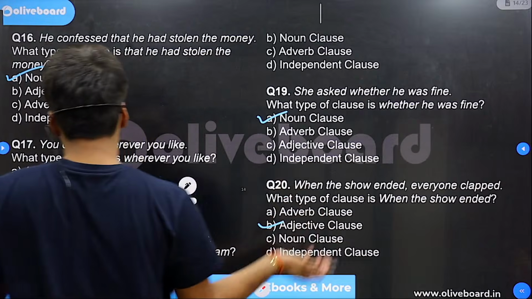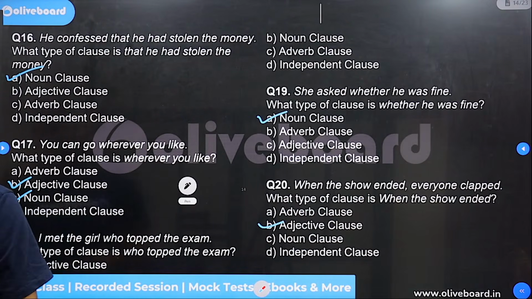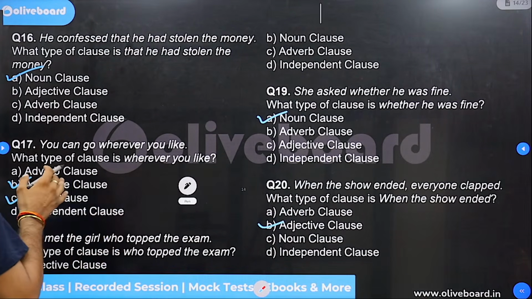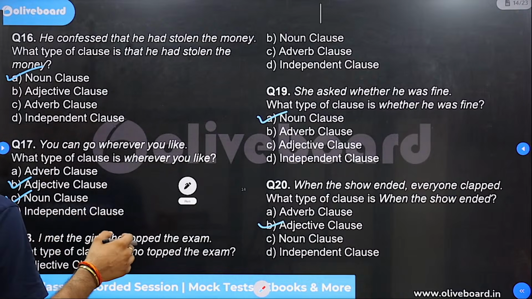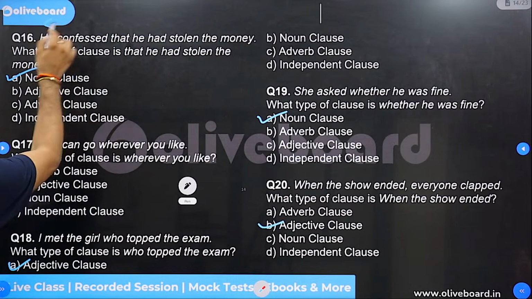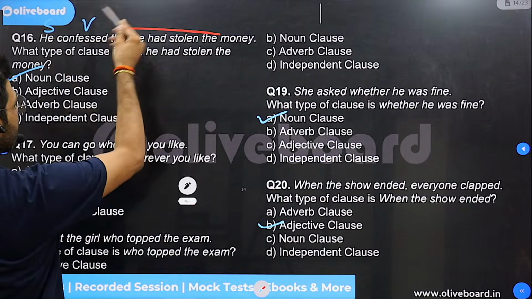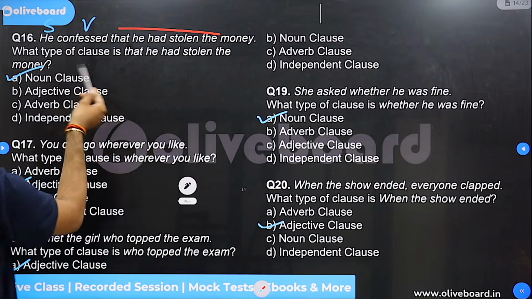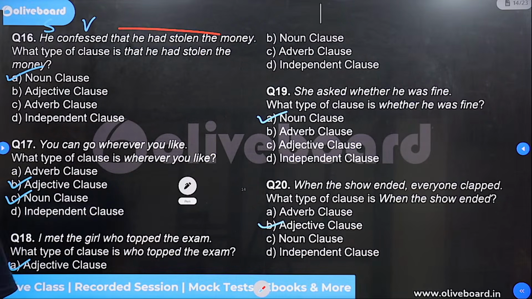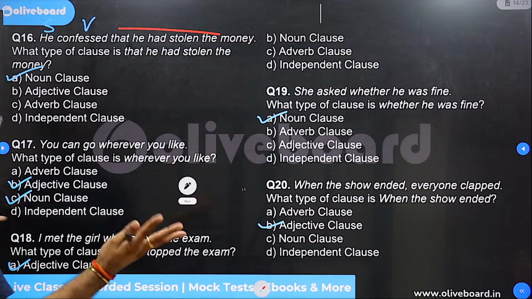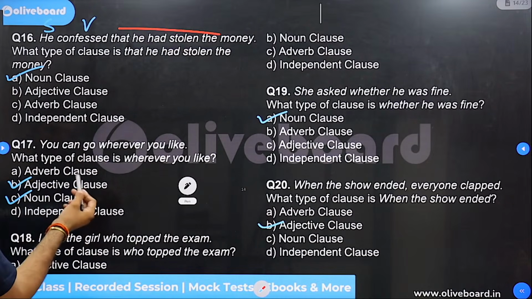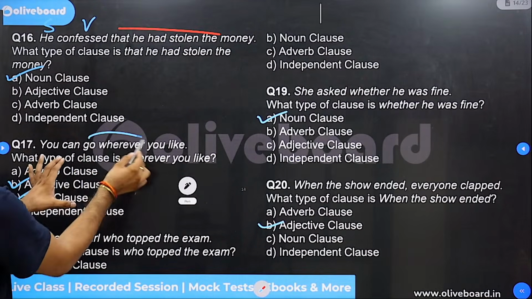Let's check, understand. He confessed that he had stolen the money. He confessed, you have a subject, you have a verb, all you need is what he confessed, the object. Subject, object, noun clause. You can go wherever you like. So you can go wherever you like.